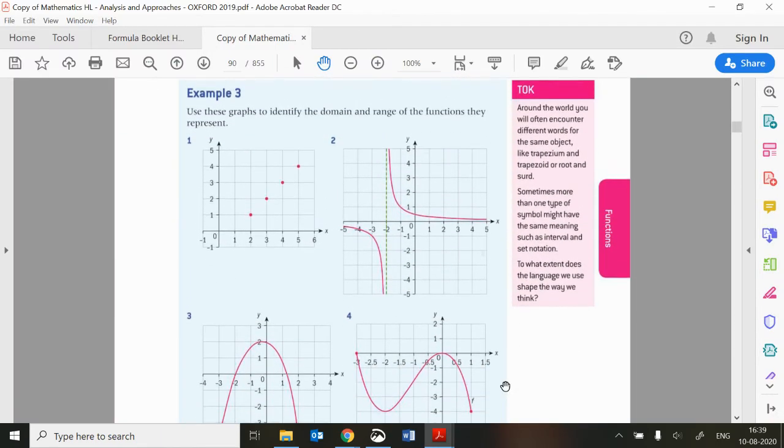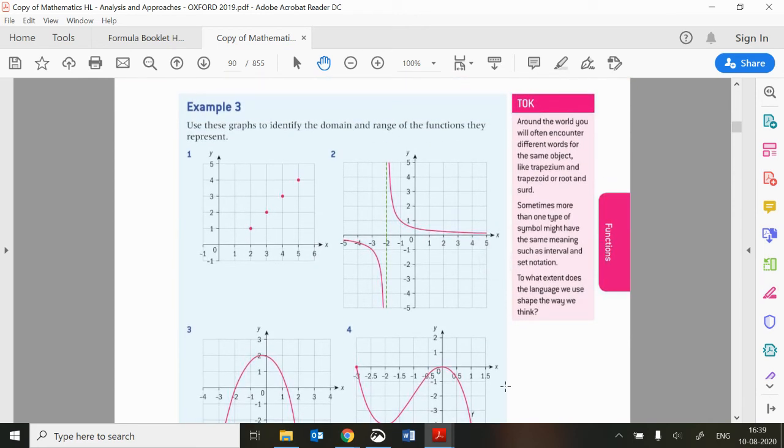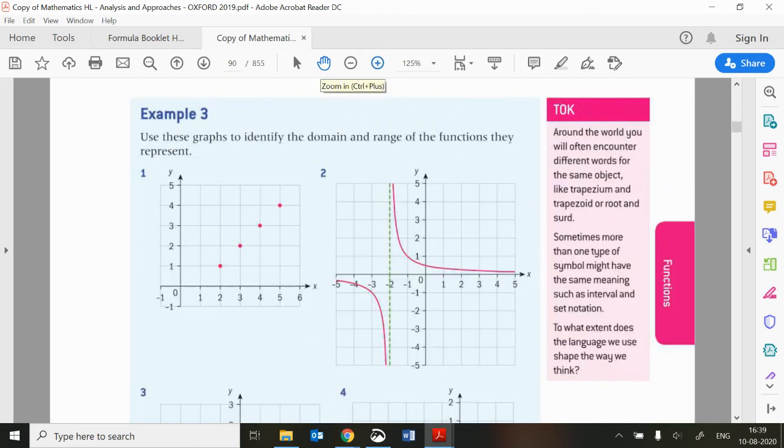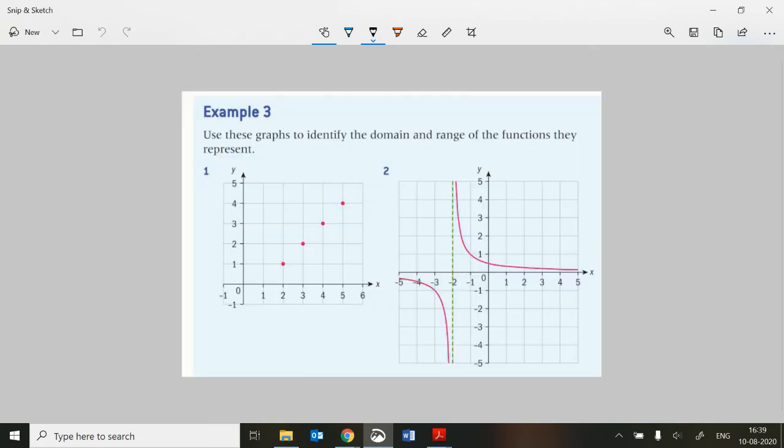So let's look at example 3 then. Okay, might have to take these two at a time. So for example 3, it says use these graphs to identify the domain and range of the functions they represent. Okay, so for this one, we could probably just say that our domain are x values, or remember you can say d of f equals, same thing, or r of f equals.